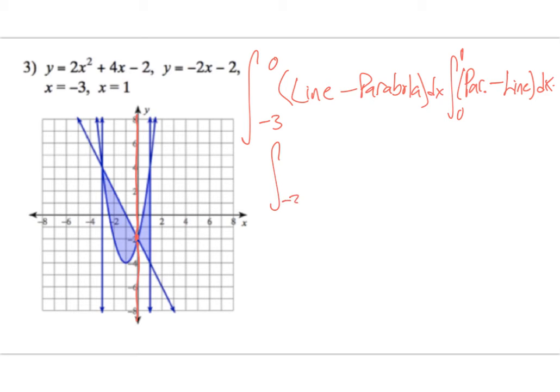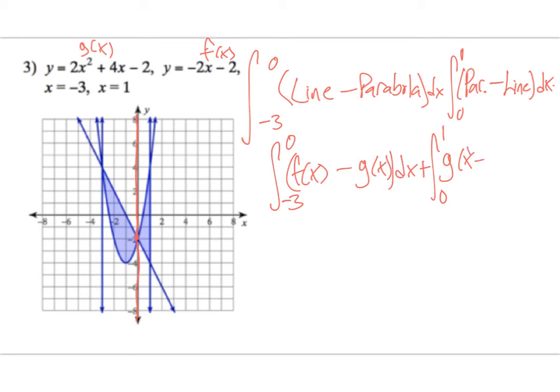So we've got -3 to 0, and I'm going to name these things f of x and g of x, which is going to help me when I use Desmos because I can use those as code. And the line is going to be f of x. My parabola is going to be g of x. And then we've got dx. For the other part, we're doing the same thing, and we're going from 0 to 1. And now we've got to do g of x minus f of x dx.